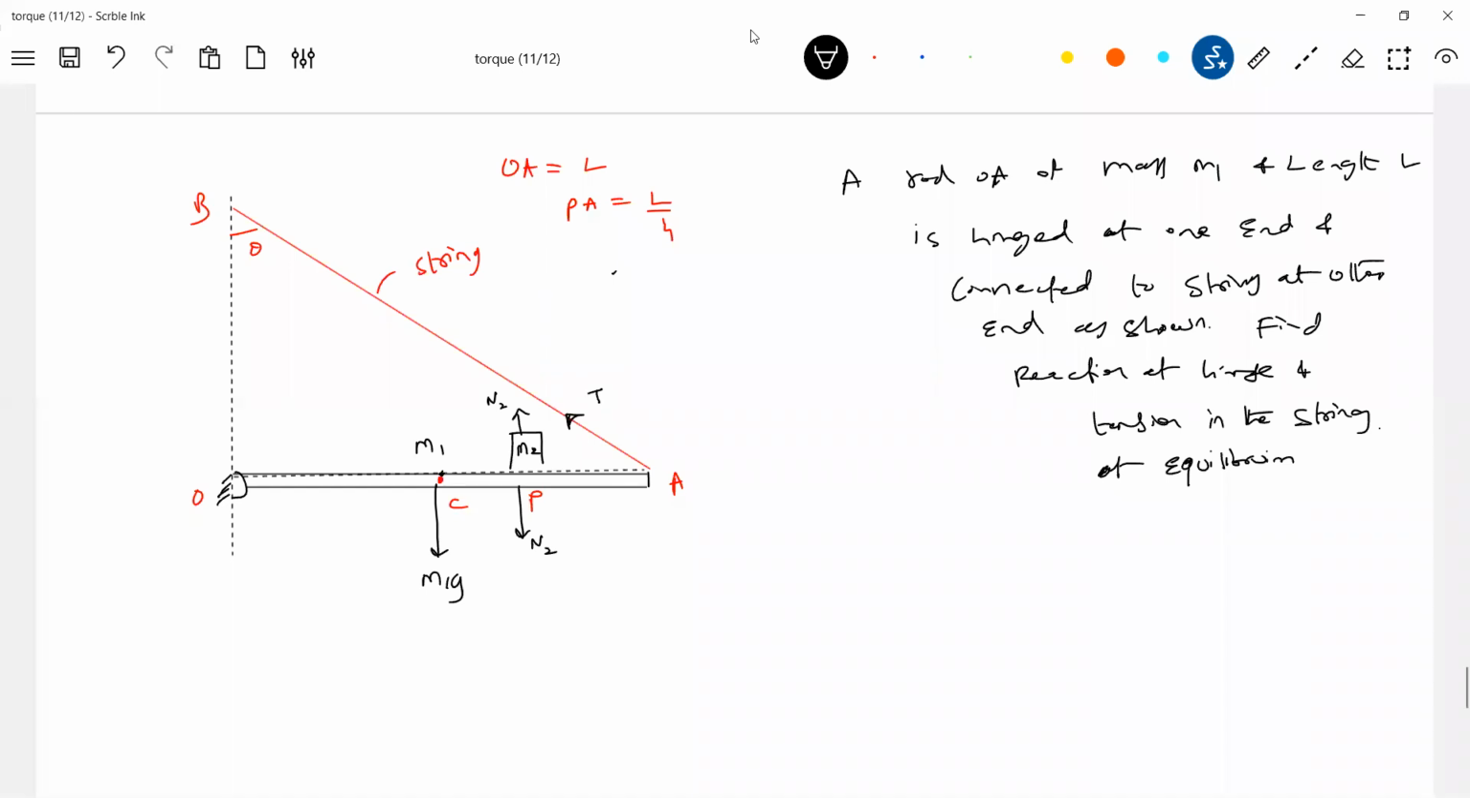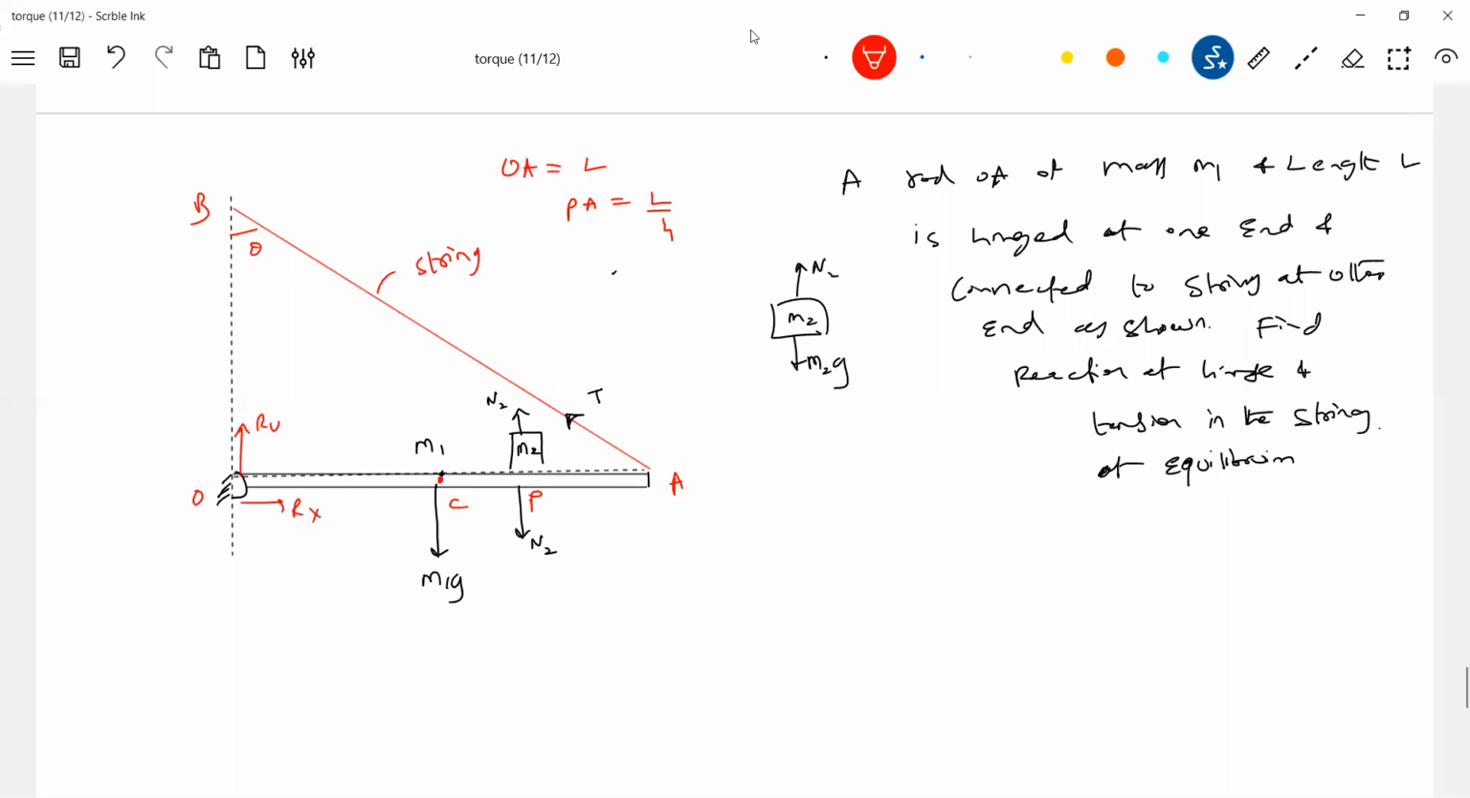I don't have space here, so here I'll put the block. On the block, things are like this. That N2 will act, not M2G. The normal contact between the block and the rod will be acting here. How to get the reaction? The reaction on the rod here will be Rx.